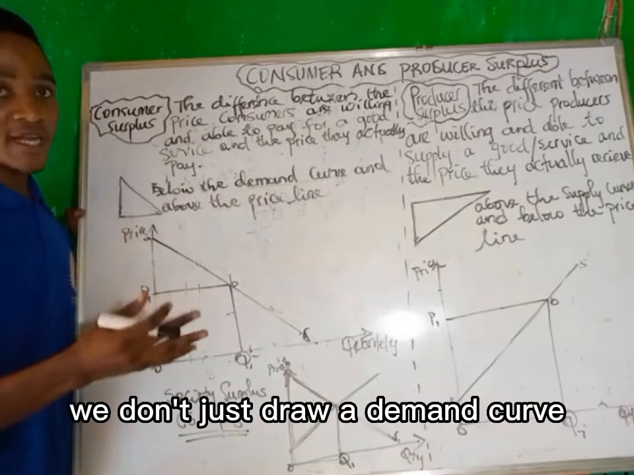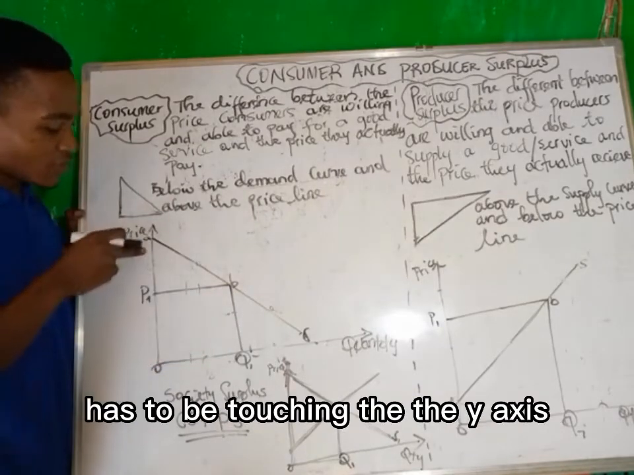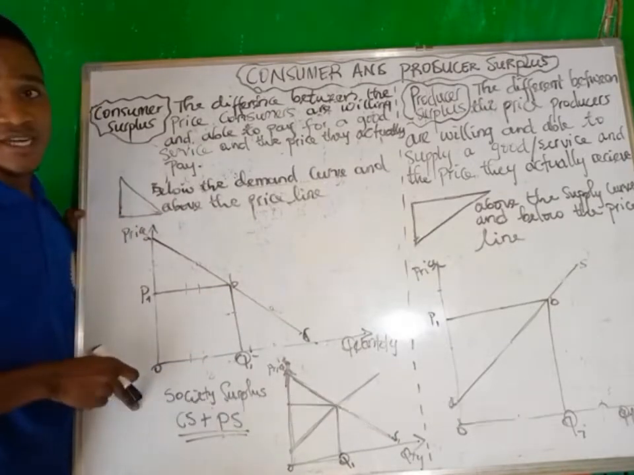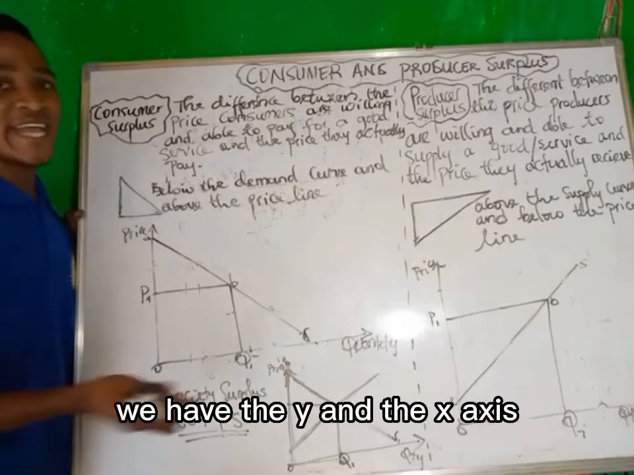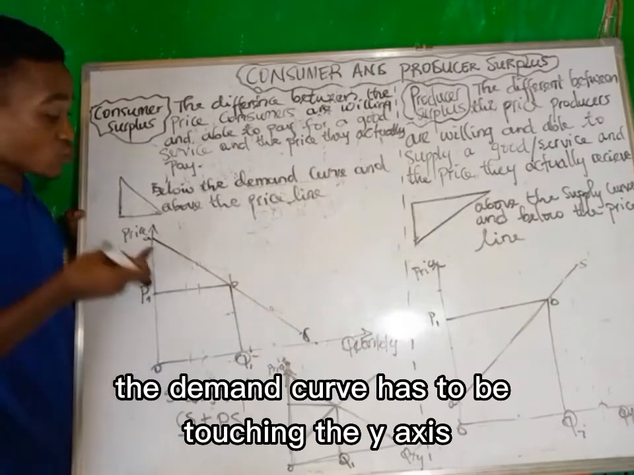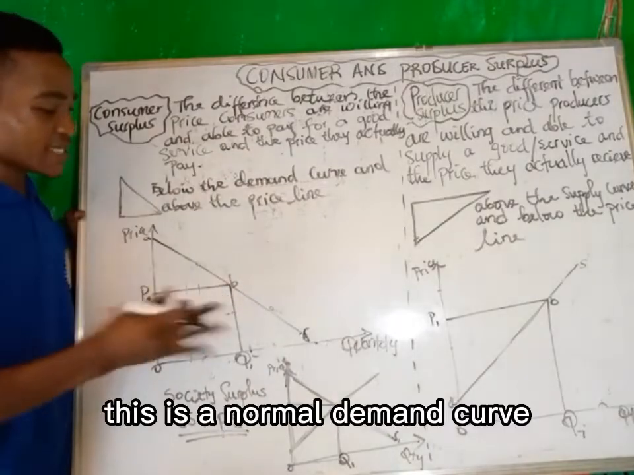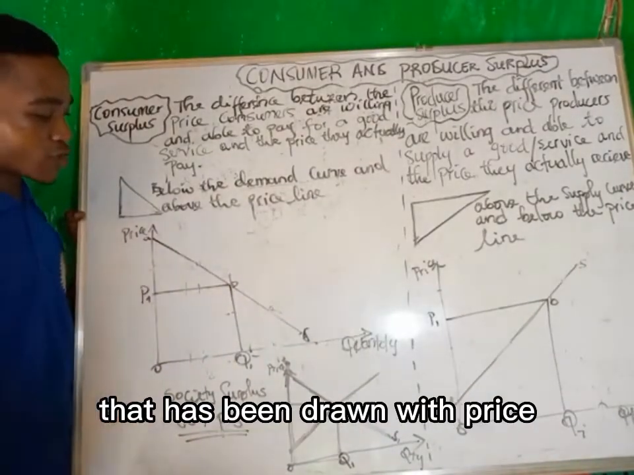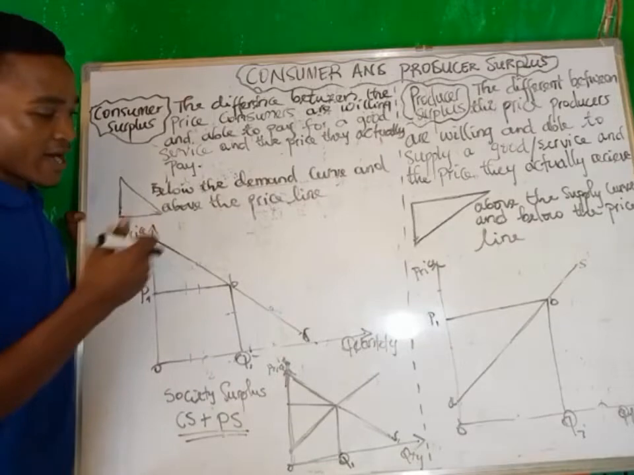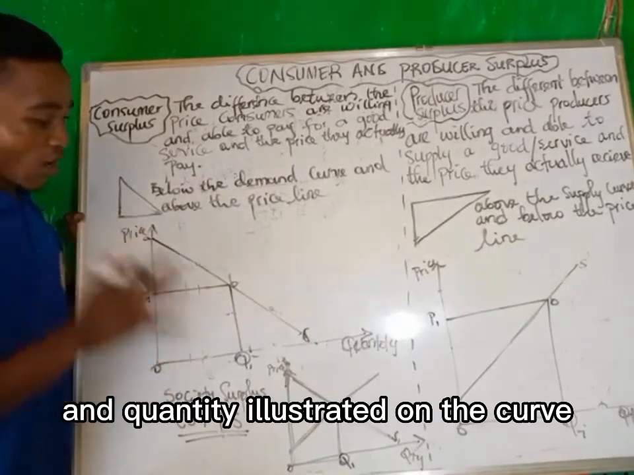We don't just draw a demand curve. The demand curve has to be touching the y-axis. Remember how to draw a demand curve? We have the y and the x-axis. The demand curve has to be touching the y-axis, as mine is shown here. So this is a normal demand curve that has been drawn with price and quantity illustrated on the curve.